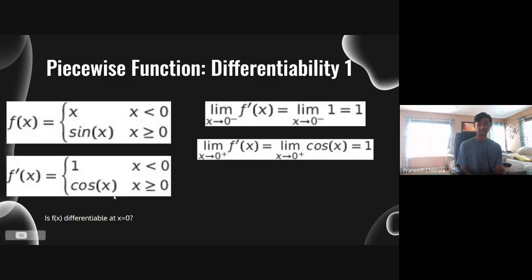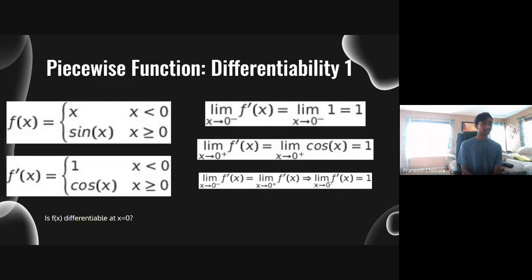cosine of x because that's the right-hand function. And the limit as x approaches 0 from the positive side of cosine of x is just 1. You just substitute 0 first, and cosine of 0 is 1, so you get 1 here. Since the left-hand side and the right-hand side are equal, the actual limit as x approaches 0 exists. So the limit as x approaches 0 of f prime of x is 1.